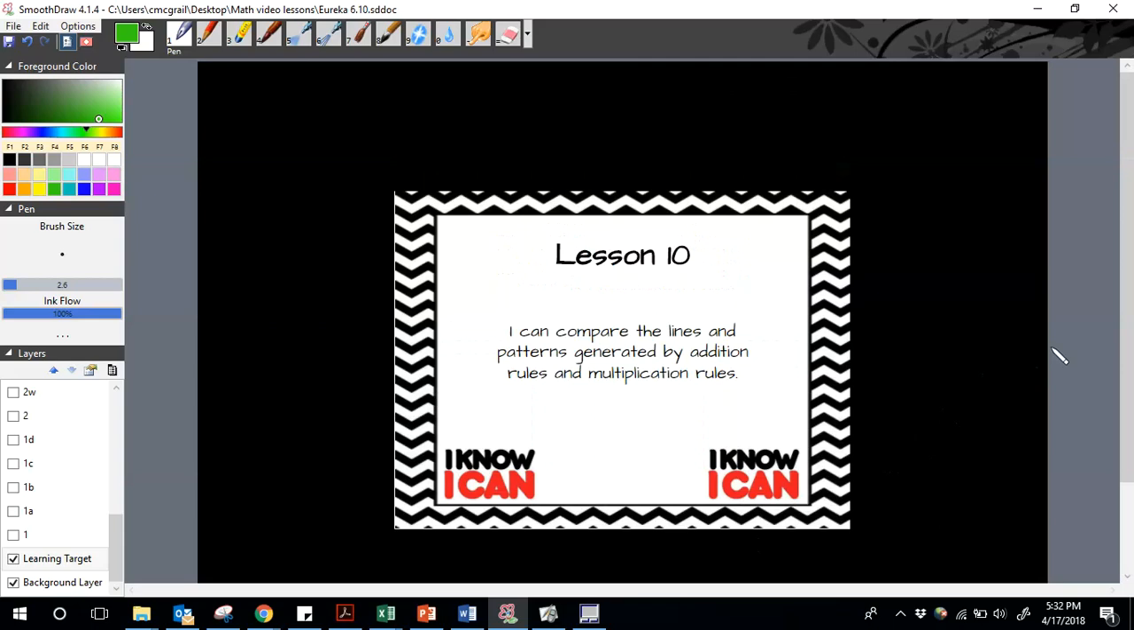Today's learning target is: I can compare the lines and patterns generated by addition rules and multiplication rules. So today we're going to look at some rules that are addition and some that are multiplication based, and we're going to see how the lines are different.